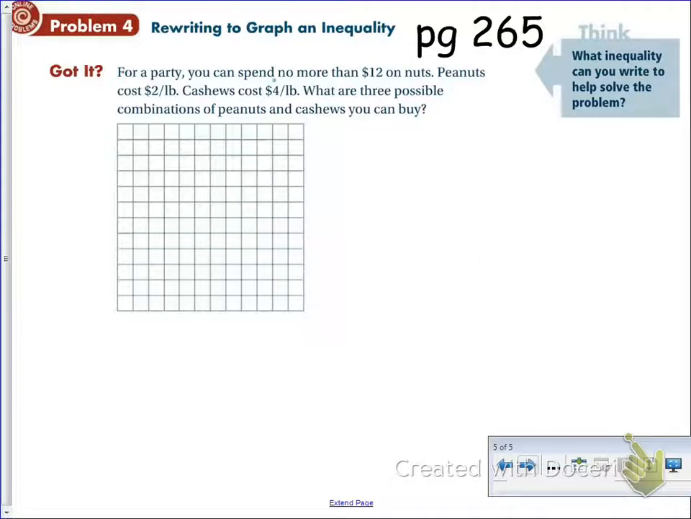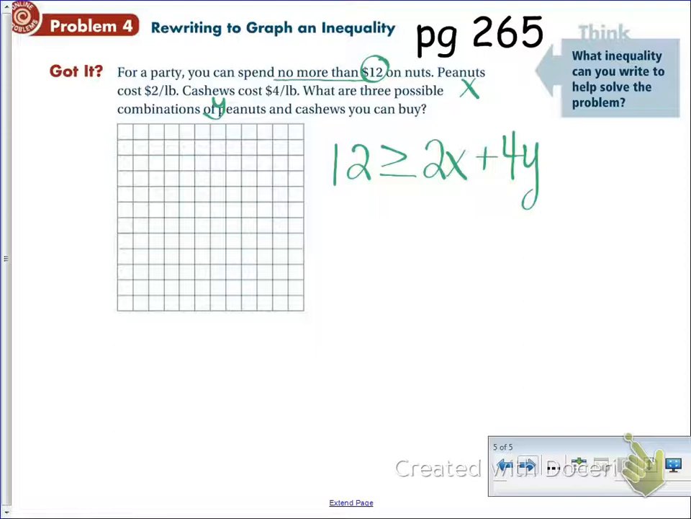You can spend no more than $12. So $12 is a maximum. So we should use 12 is greater than or equal to in order to finish writing our inequality. Peanuts cost $2 a pound, so we're going to call peanuts our x. $2 a pound, so it would be 2x. And now that leaves cashews to be our y. And we would be adding $4 for every pound of cashews.